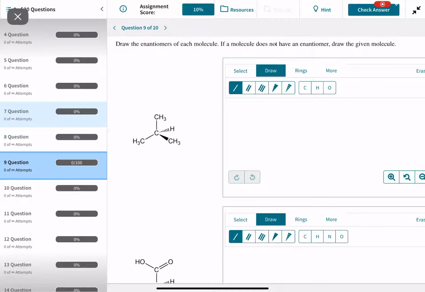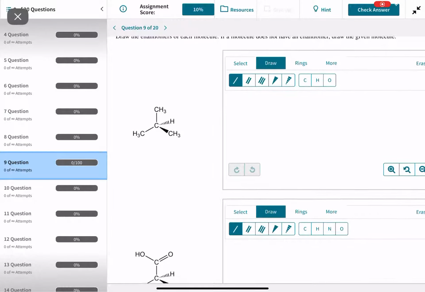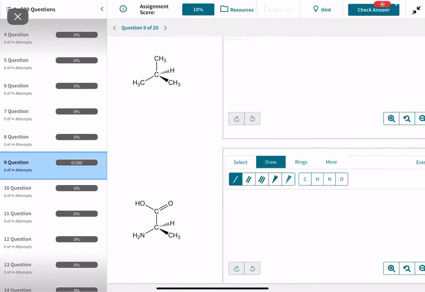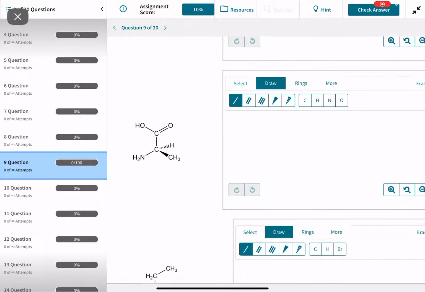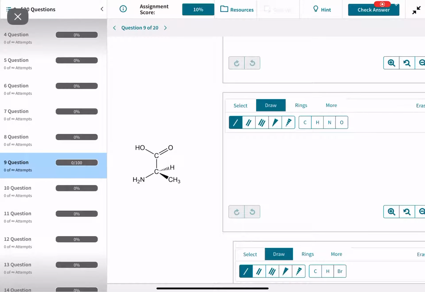Looking at the first one that they give us, that carbon that's in the middle of the molecule, notice that it has 3 CH3s. So it's not chiral because it has 3 of the exact same things on that carbon, which means it won't have an enantiomer. If a molecule is achiral, it won't have an enantiomer. So that's not very exciting. I'm not going to do that one. But let's do the second one. Let me do the second one for you.